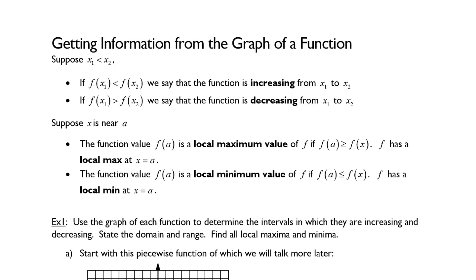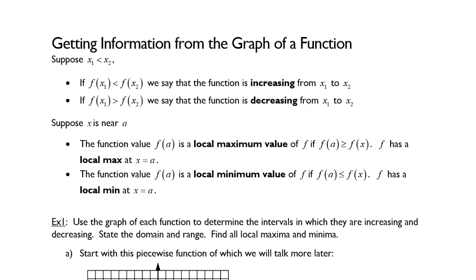If f of x sub 1 is greater than f of x sub 2, we say the function is decreasing from x sub 1 to x sub 2. Suppose x is near a. Now a is just another value along the number line, and a would also be defined as an input or a domain value.